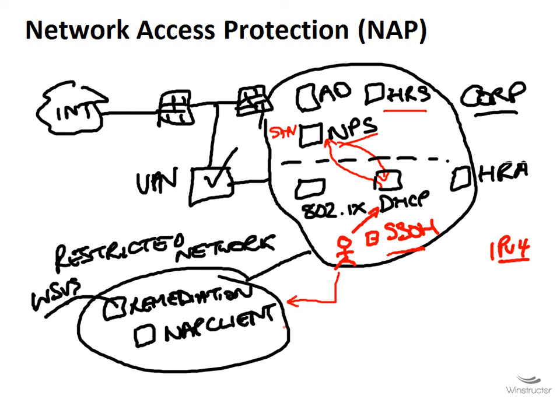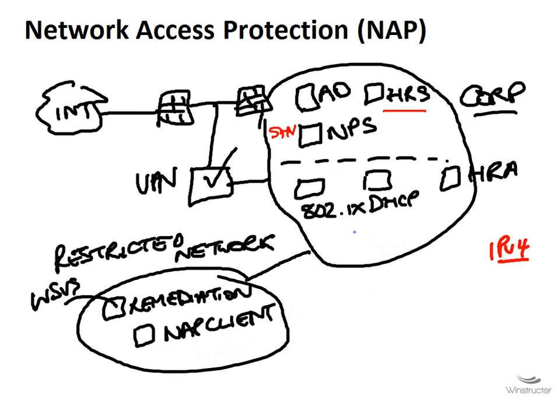So once all of these updates have been applied to our NAP client, it's then going to update its own system statement of health. It's then going to contact the DHCP server again, and it's going to present it with its brand new copy of its system statement of health, and it's ready to be scrutinized again. Now this time, if it's up to date, it will then be allowed onto the corporate network.